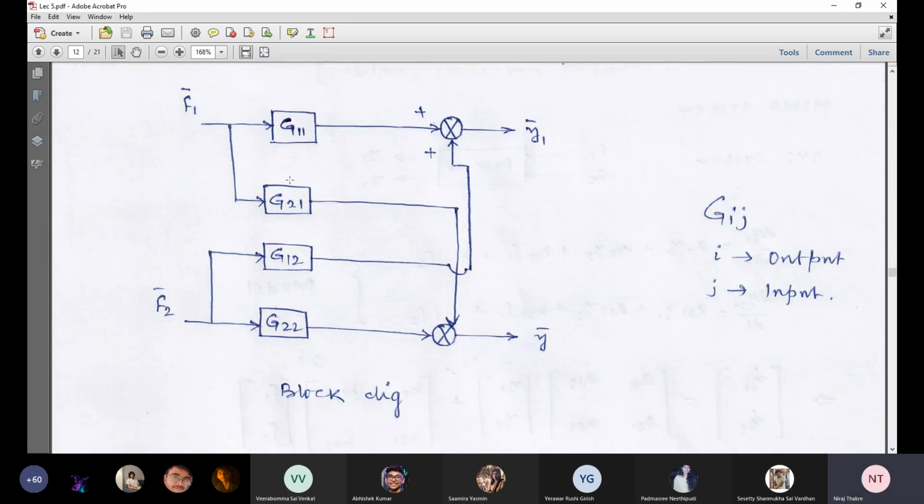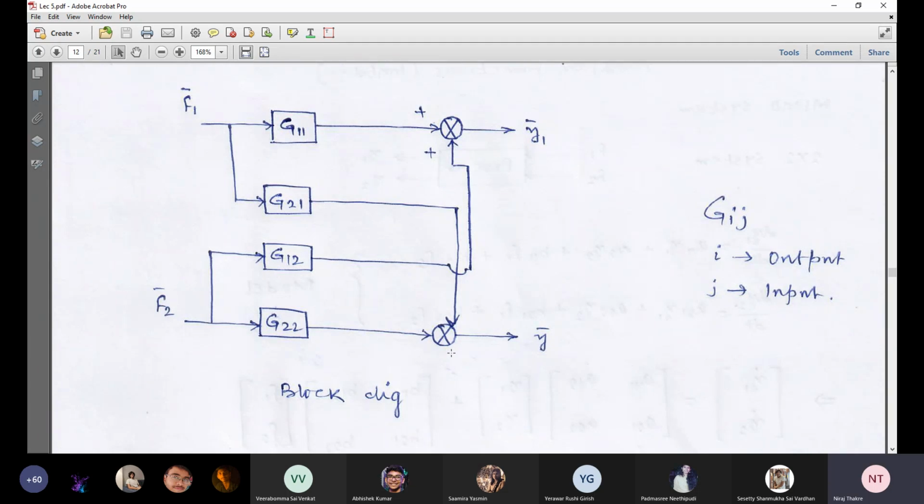Now you come to the second one, G21. The first suffix indicates the output, that means y2. You see it is connected with y2. And the second suffix indicates the input, that is f1. It is also connected with f1, you see. So this way the block diagram is constructed. In case of G12, it must be connected with y1 and f2. You see it is connected with y1 and f2. Similar thing is applicable to G22.